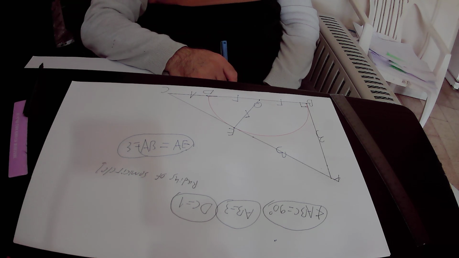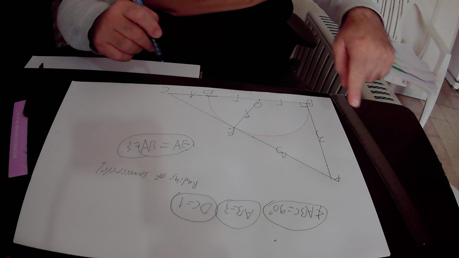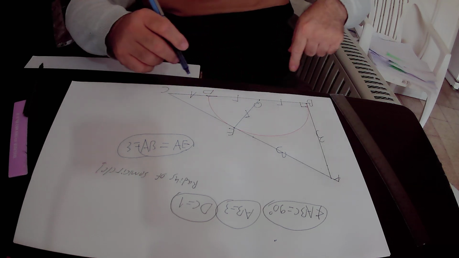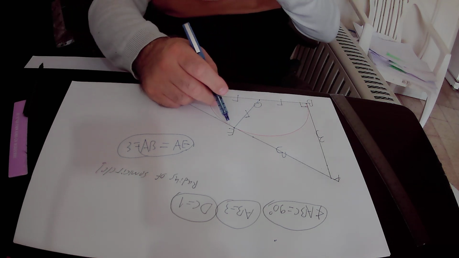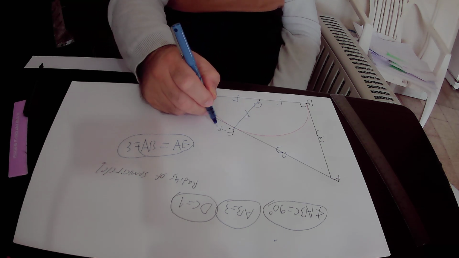And the tangent AC, or side AC, is tangent to this red circle at point E. Point E is the point of tangency.